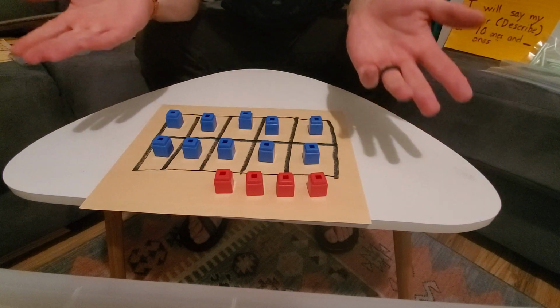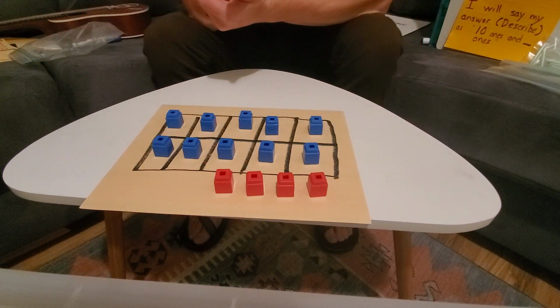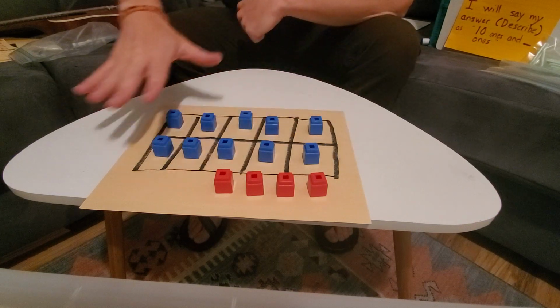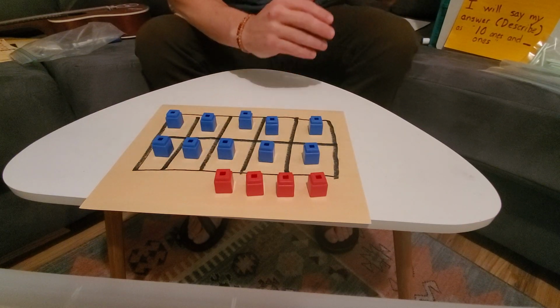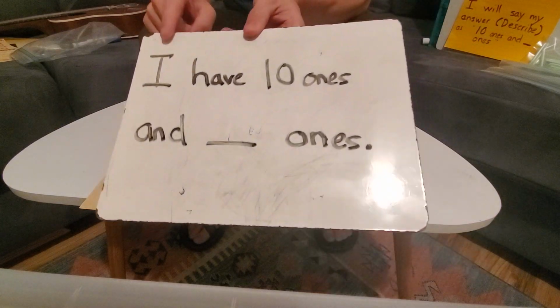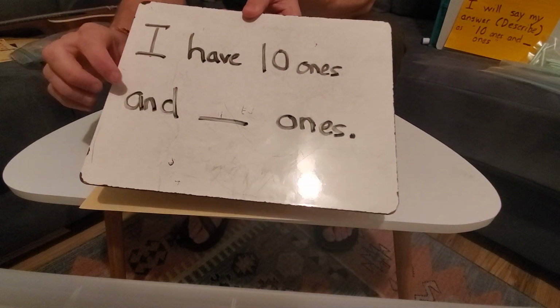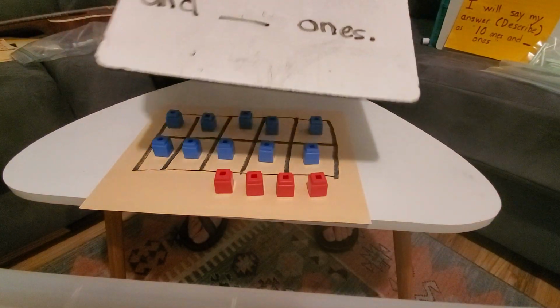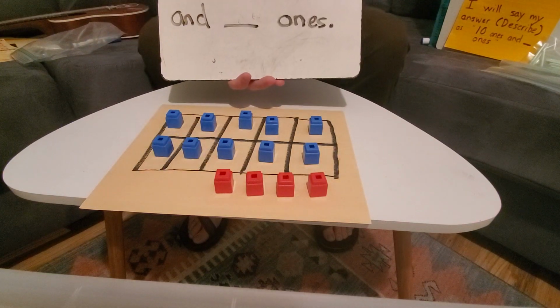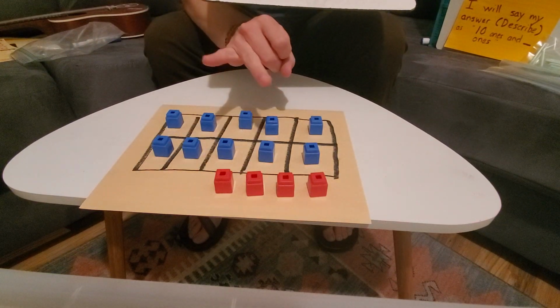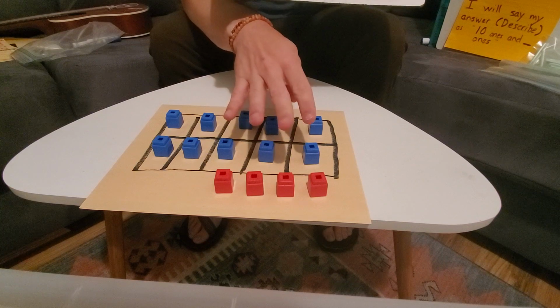So now we're going to say that using our math terms, okay? We are going to describe our Lincoln cubes by saying I have 10 ones, and what number would I write to go in the blank? How many more ones did we have? 1, 2, 3, 4. You're right.